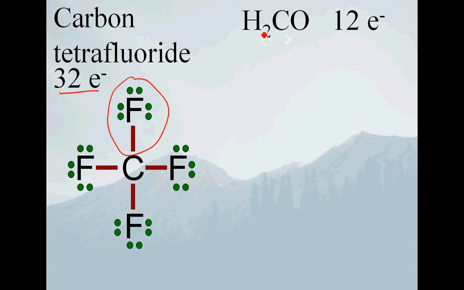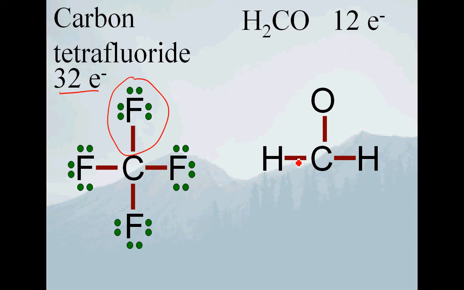Step 2, draw a skeletal structure. Now, obviously, hydrogen can't be the central atom. Oxygen is more electronegative than carbon, so carbon's probably the center. So there's my compact structure: carbon in the middle, terminal hydrogens, oxygen. So I have accounted for 2, 4, 6 electrons I've drawn.